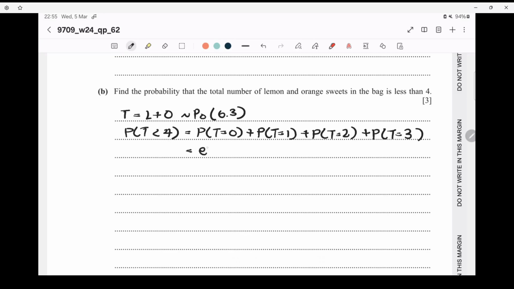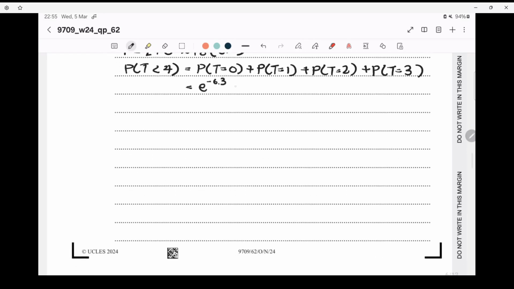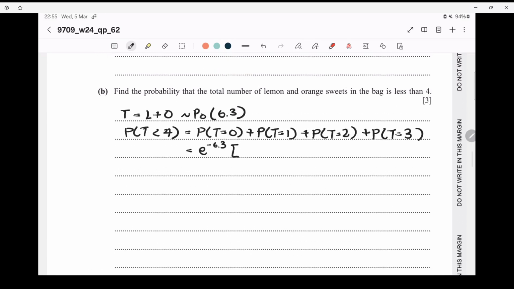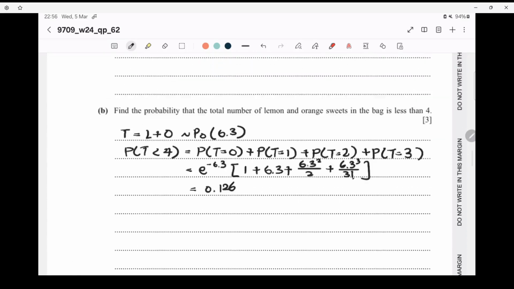So you have e to the power of minus 6.3. Yep, I did not calculate anything wrong here. So you start with 1, and then 6.3, 6.3 squared divided by 2, 6.3 cubed divided by 3 factorial. So the calculation should give you 126. So this is one bag.